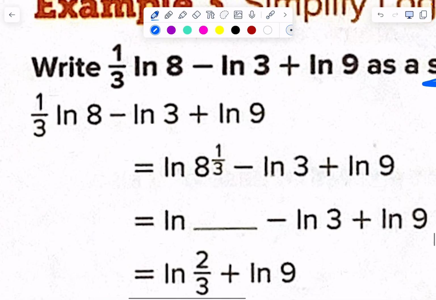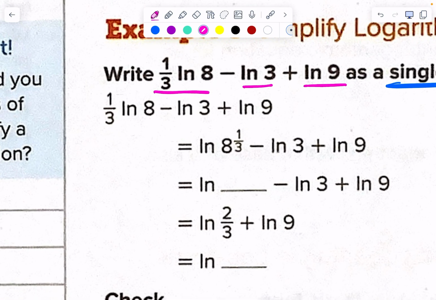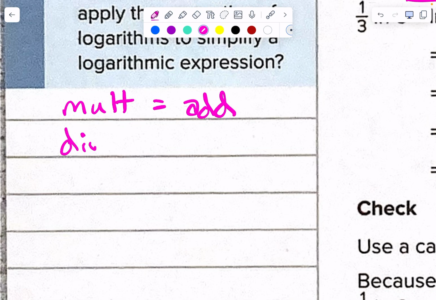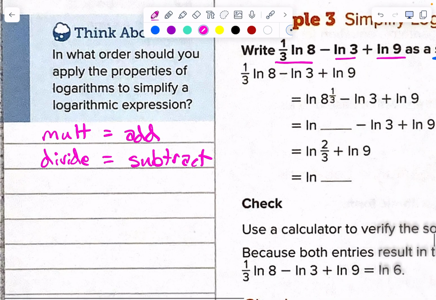How many pieces do I have? 3. 1, 2, 3. So we've got 3 pieces and we want to put them together. ln is the same thing as log. We can put stuff together, and when we put stuff together, multiply means that we are going to add, and divide means we are going to subtract. Multiply and add mean the same thing. Divide and subtract mean the same thing. All right, so we're condensing stuff.